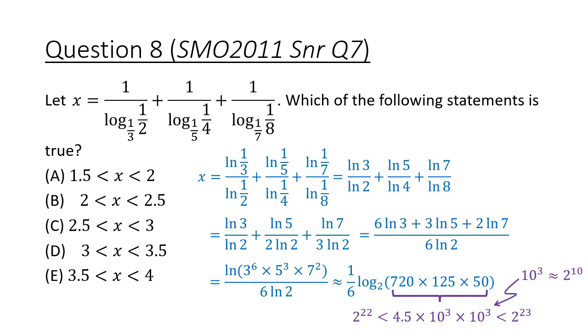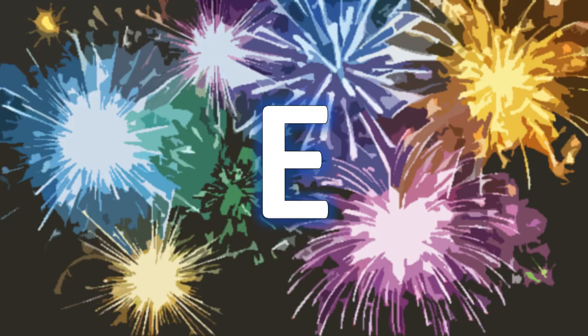And since we're taking log base 2, we'll end up with 22 over 6 and 23 over 6. So we know that x is roughly between these two fractions. So x must be between 3.5 and 4. So option E fits the best. So were you able to get option E as well?